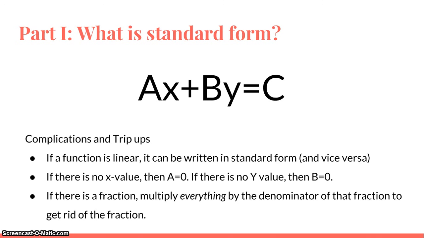Finally, if there is a fraction, and again, we'll go over this in class in more detail, but just jot this down. If there is a fraction, multiply everything by the denominator of that fraction, and you will get rid of the fraction. Okay, I'm just going to leave that one at that for now. We'll talk about that one more in class. But again, if there is a fraction, you multiply everything by the denominator of that fraction.